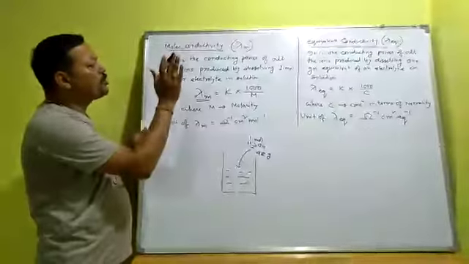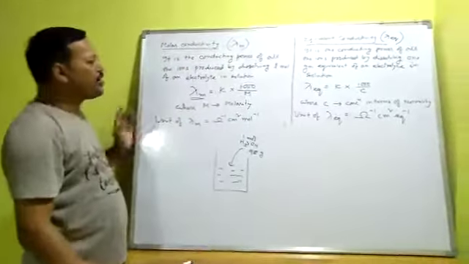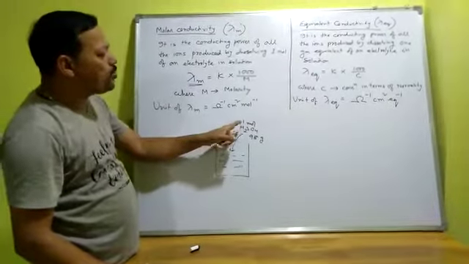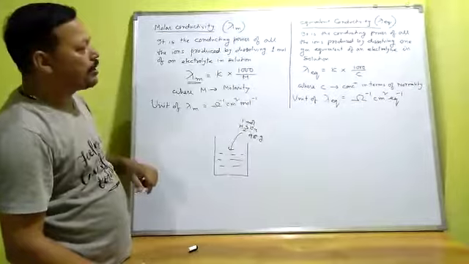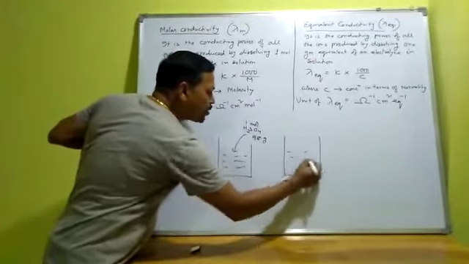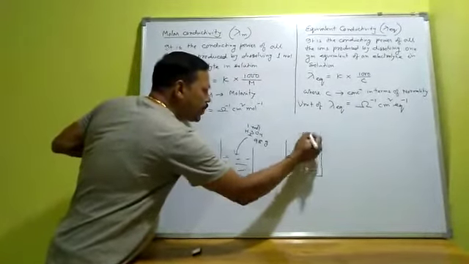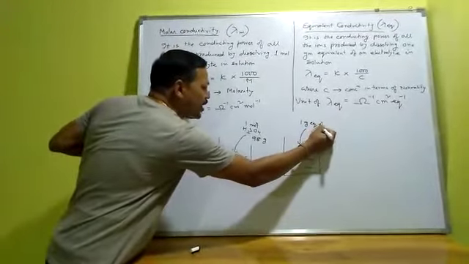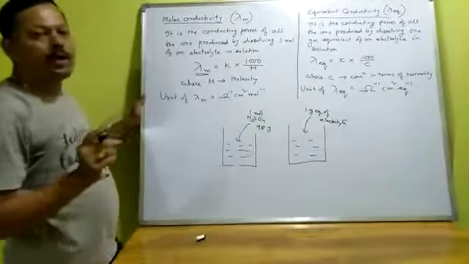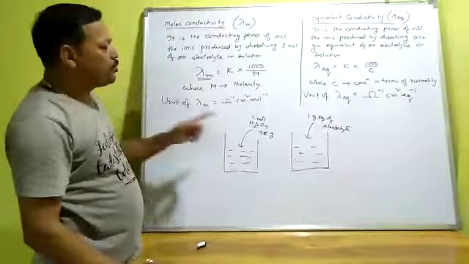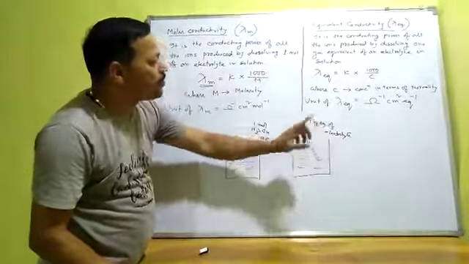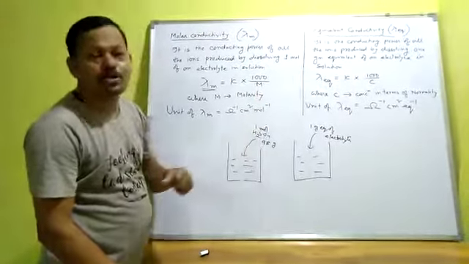What is the difference between molar conductivity and equivalent conductivity? To get molar conductivity you have to dissolve exactly 1 mole of the electrolyte. But to get equivalent conductivity, you have to dissolve 1 gram equivalent of the electrolyte. What is the meaning of 1 gram equivalent? It means the equivalent mass of the electrolyte. When you take 1 mole, you take the molar mass, and when you take 1 gram equivalent, it is called the equivalent mass of the electrolyte.